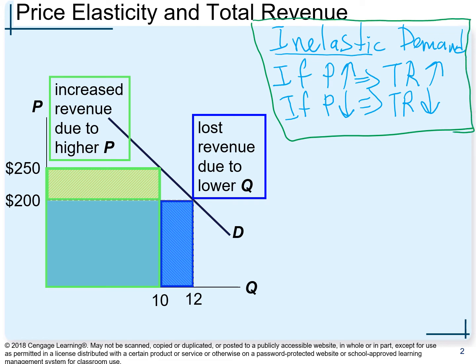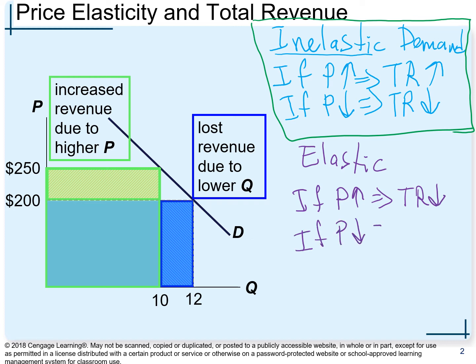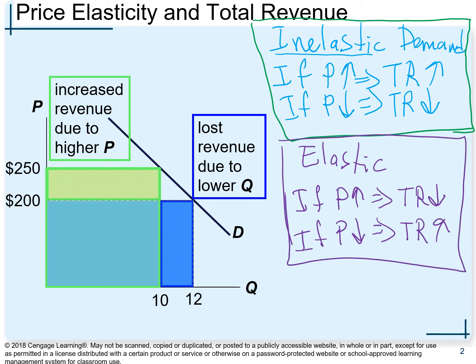Guys, if you are a future business owner, you can apply this rule to the products that you are actually selling. Remember, I'm going to put over here that for elastic demand, if price is increasing, then total revenue is going to decrease, and vice versa. If price is decreasing, then total revenue is increasing. You can apply this to your everyday life if you're a business owner and see what you need to do with the price of the product.